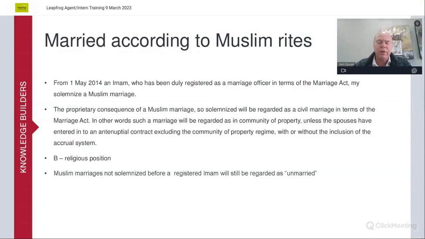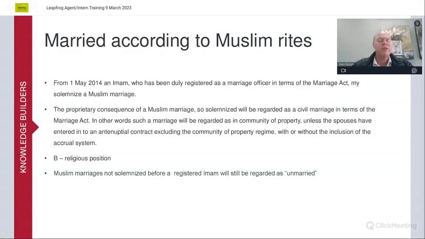So let's say, for example, you deal with a guy or a lady that wants to sell a property. You ask them, are you married? I'm married according to Muslim rites. You can take it as if they are not married. So if it's in the wife's name, married according to Muslim rites, she can sell without the consent of the husband. If it's in the husband's name, vice versa, he can sell in his own capacity, he doesn't need the authority, and it goes for purchasing as well.